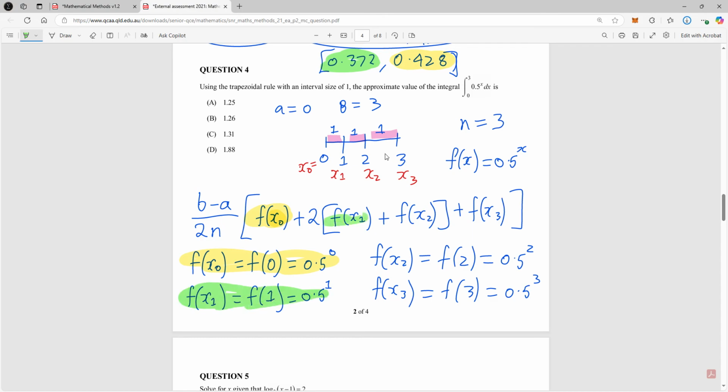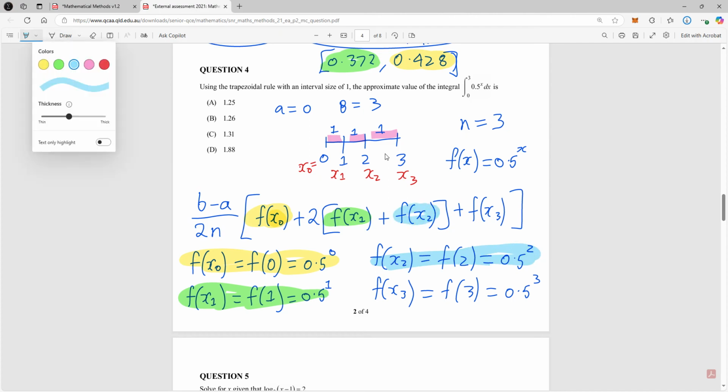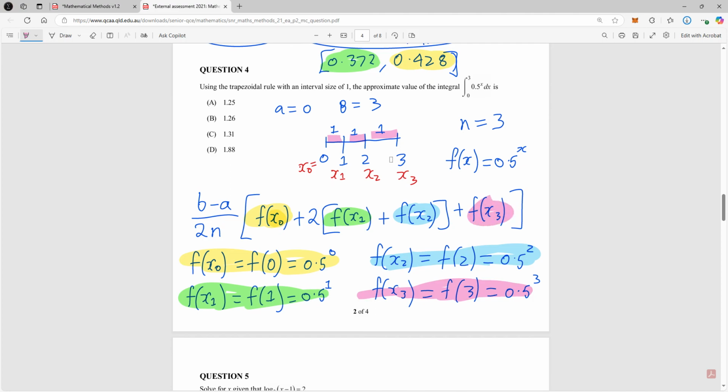This goes in there, and this goes in there, and this goes in there, okay? And of course you've got your A and your B. So now here I'm just going to rewrite those guys there. So here your A is going to be 0 and your B is going to be 3. So it's basically 3 minus 0, and then 2 times by our strips, which is 3.